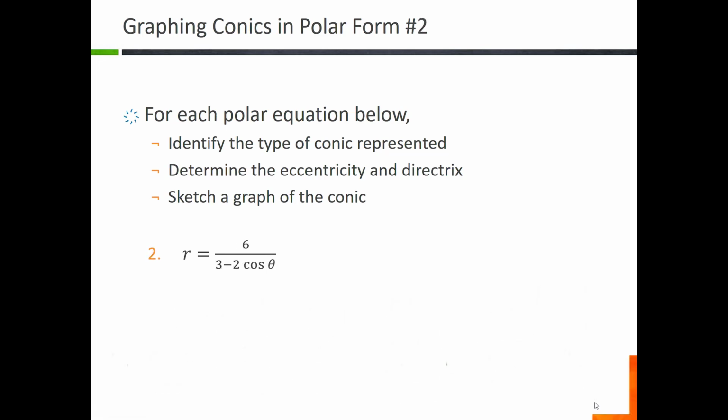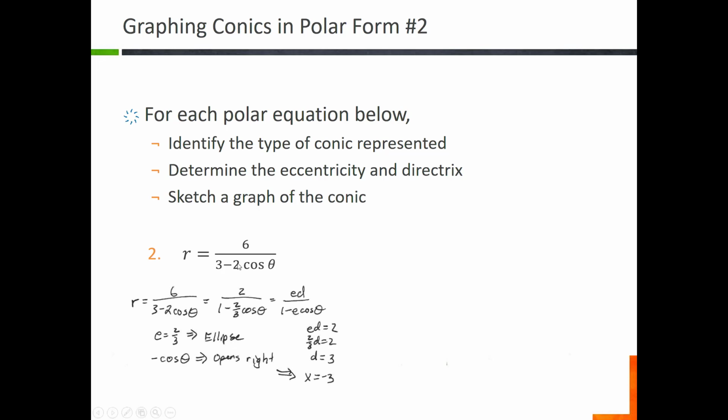All right, let's try another one. So we have r equals 6 divided by 3 minus 2 cosine of theta. Now, right off the bat, you should notice something different. In every example that we've done and in the formulas that we defined, this first number in the denominator has to be a 1. And in this example, it's not. We need to make it a 1.